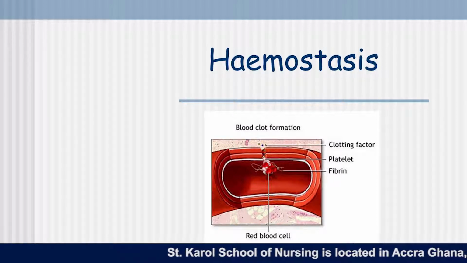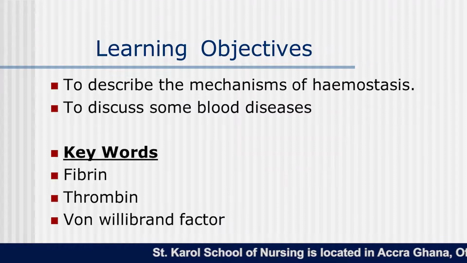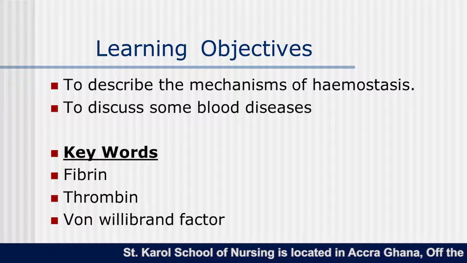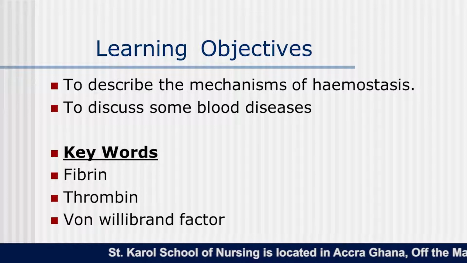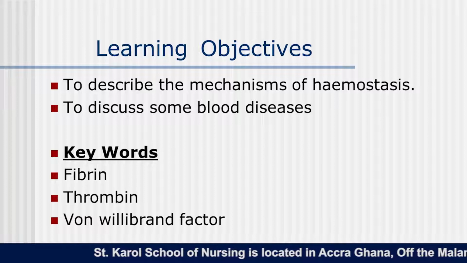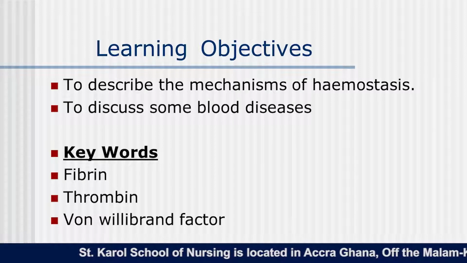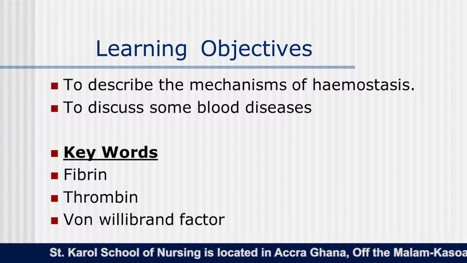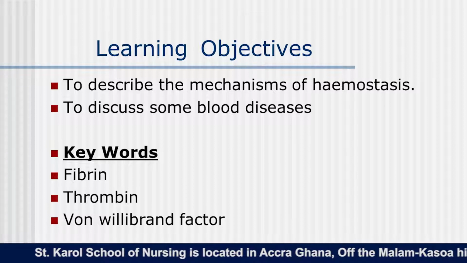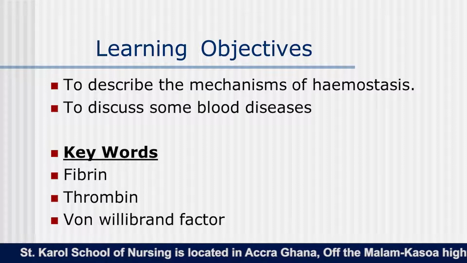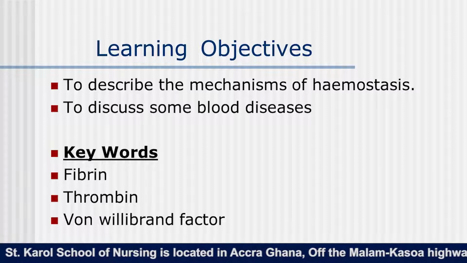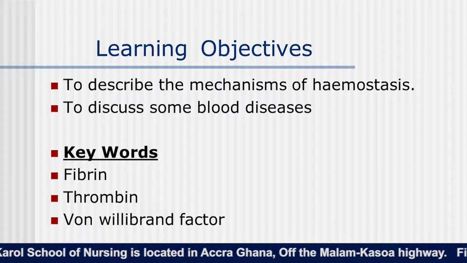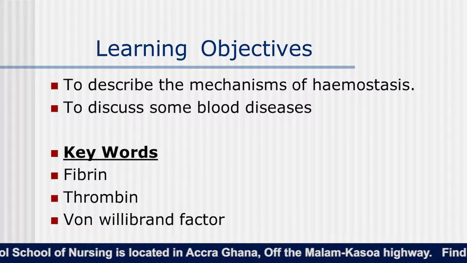All right? As our learning objectives, we are going to describe the mechanisms of hemostasis. Hemostasis is different from homeostasis. Hemostasis is maintenance of blood flow, and homeostasis is maintenance of a constant internal environment. Then we will discuss some blood diseases. The key words we have are fibrin, thrombin, and von Willebrand factor.